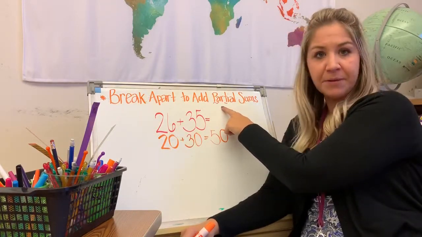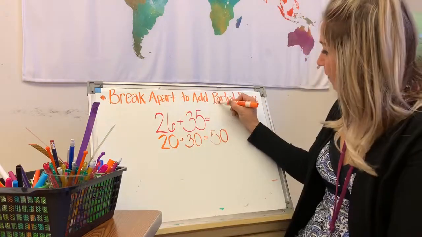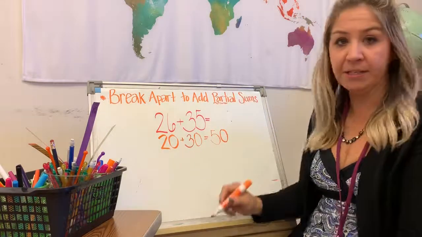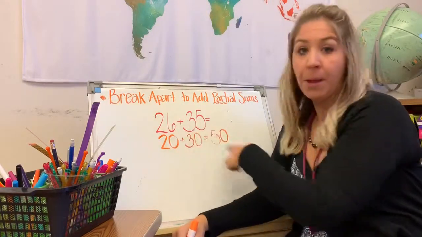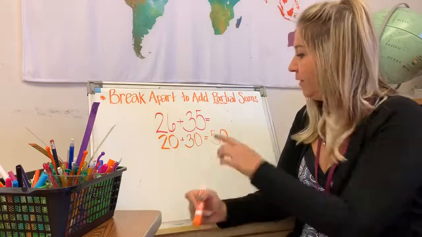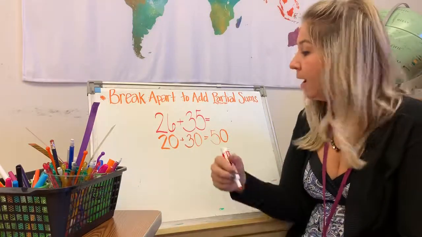Think back to Miss Caliber's room. The word partial has the root word of part. I'm going to find part of one sum, the 10s, part of another sum, the 1s, and put them together. Now let's look at the 1s.